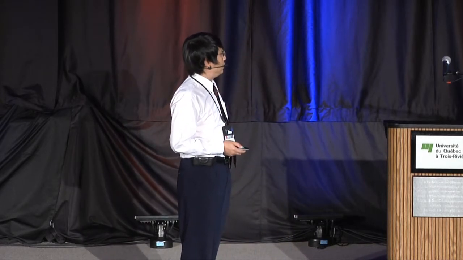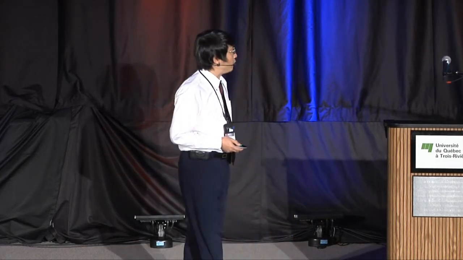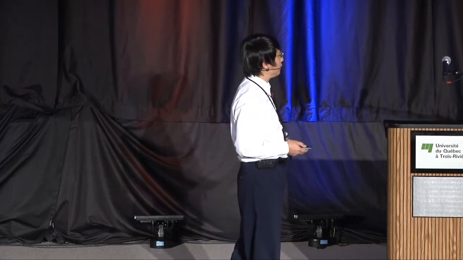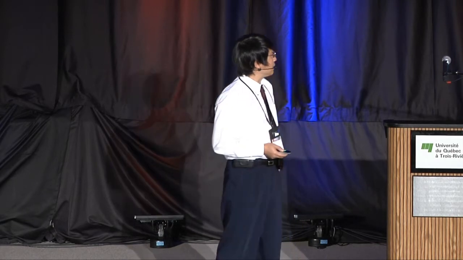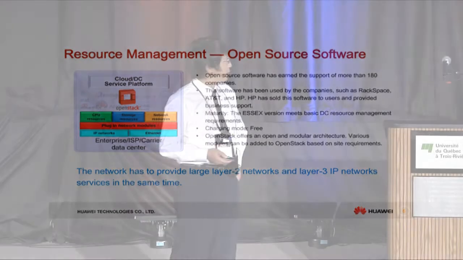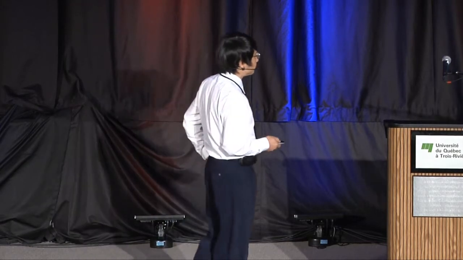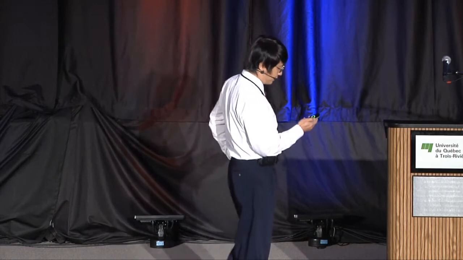We also have OpenStack. It's open source software, so it's widely supported by a lot of companies. Right now, more than 180 companies support this OpenStack platform, such as Rackspace, AT&T, and HP. The basic version right now can meet most of the service requirements. Both kinds of software need the network to provide layer 2 or layer 3 capability services at the same time.